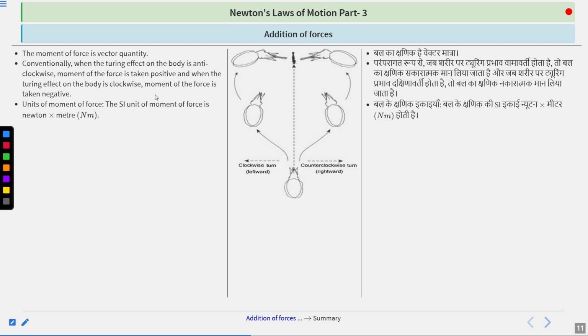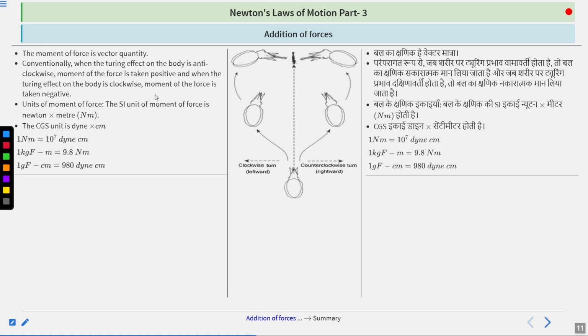So now, units of moment of force. The SI unit of moment of force is Newton meter. In the CGS, the centimeter, gram, and second system, it's dyne centimeter. So you can say 1 Newton meter is equal to 10 power 7 dyne centimeter. Thereafter, 1 kg f meter is equal to 9.8 Newton meter, and 1 gram f centimeter is equal to 980 dyne centimeter.